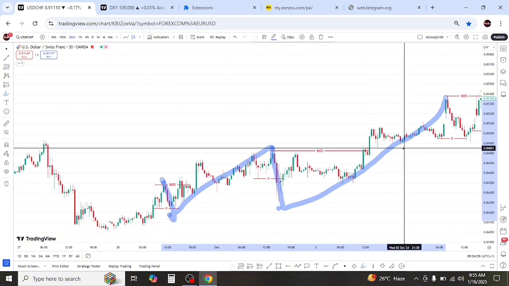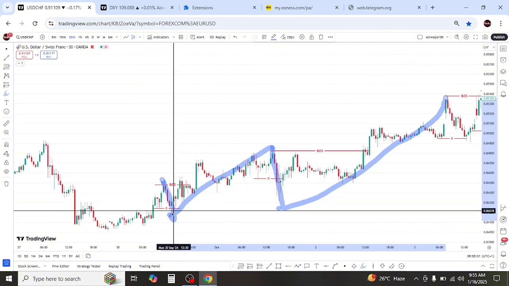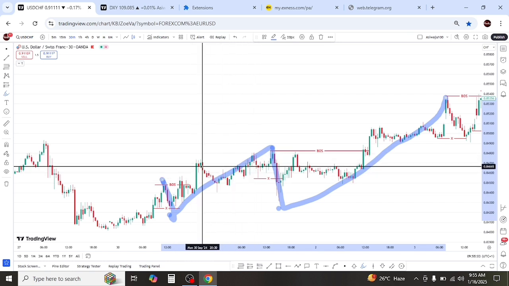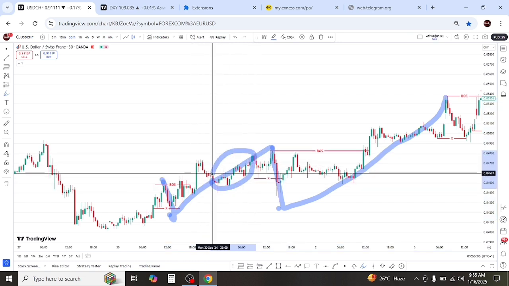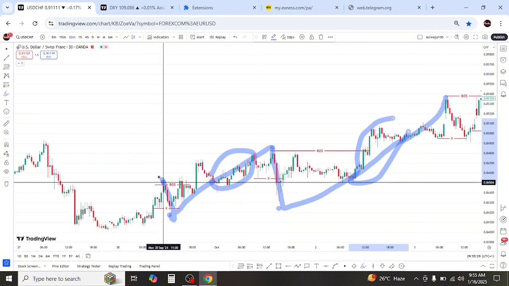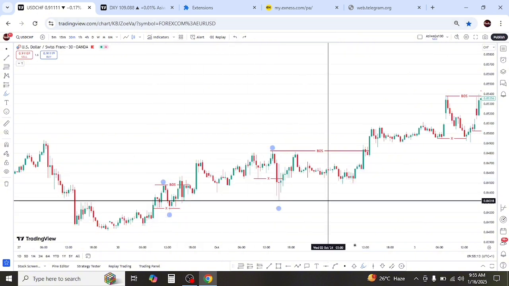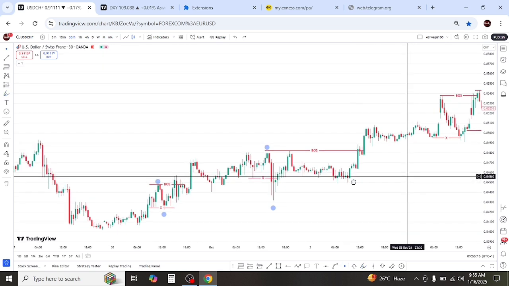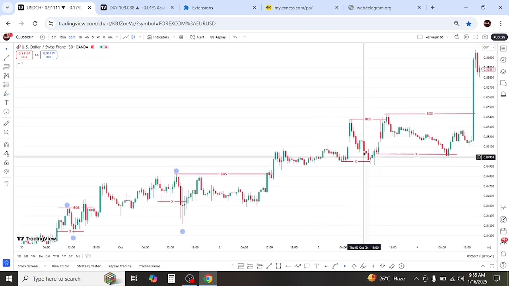Everything that happens outside of this major point are all internal structures. Everything that happens here are all internals. Everything that happens here are all internals. So this is our major point in the market. Now, as you can see here, same thing happens here.